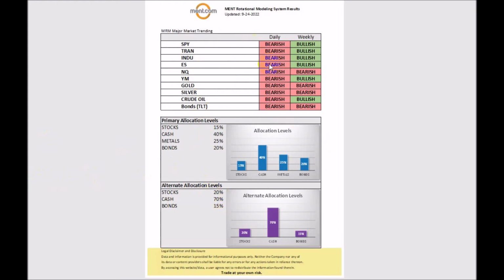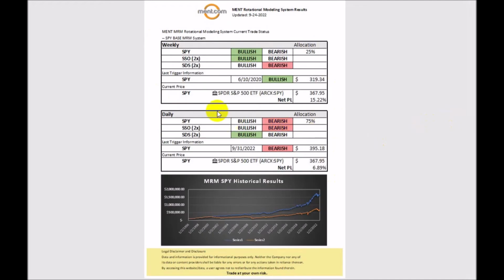So you need to understand that when we're talking about allocation levels here, this is broad allocation levels for active traders who understand the risks at play. When you're considering the momentum reversal system, or the rotational modeling system, I want you to understand that this is always 100% in the market with 100% of your cash. It's always trading in the two accounts, the SPY, some bullish, some bearish, and it's broken down 25% weekly, 75% daily. That generates these results here.